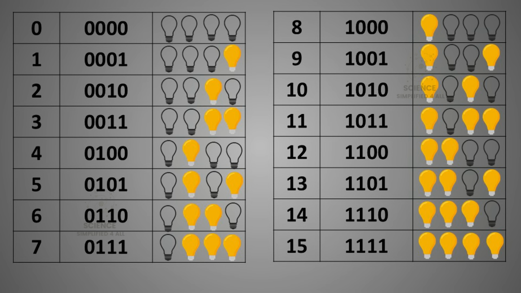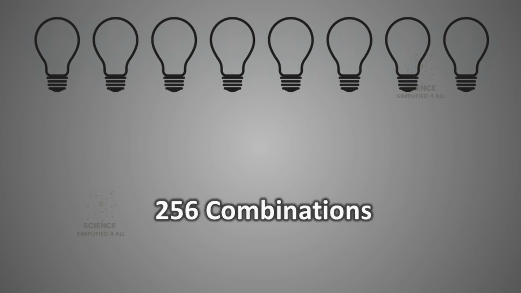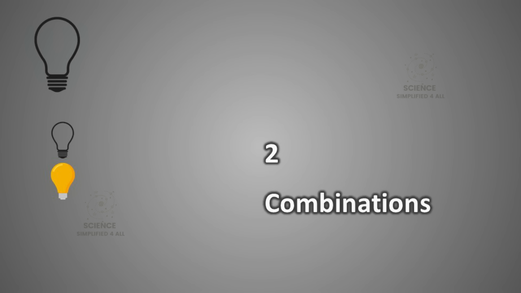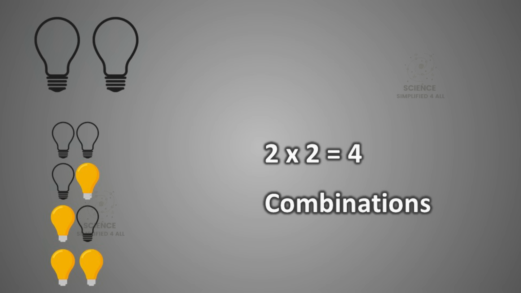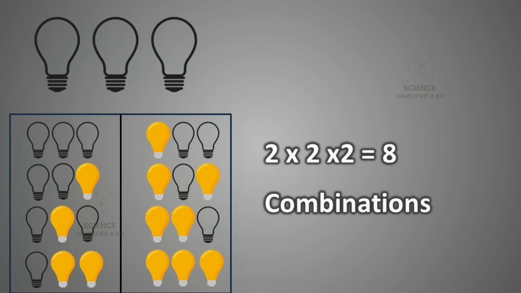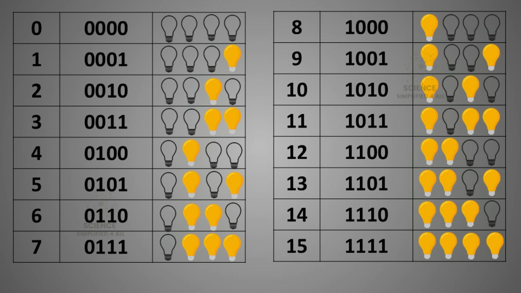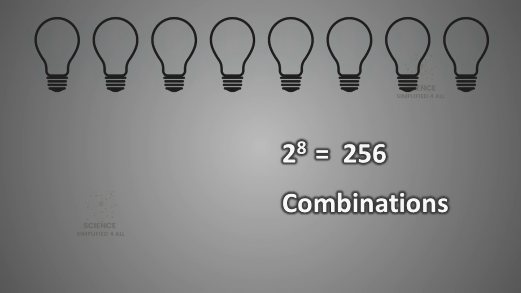Earlier, we saw that with 4 bulbs, we could form 16 different combinations. That meant we could represent numbers from 0 to 15. By the same logic, if we had 8 bulbs, then 256 different combinations would be possible. Here is why. A single bulb has 2 possible states, on or off. With 2 bulbs, the total combinations are 2 times 2 equals 4. With 3 bulbs, 2 times 2 times 2 equals 8 combinations. With 4 bulbs, 2 to the power of 4, which equals 16 combinations. That is what we saw earlier. So continuing this pattern, with 8 bulbs, we get 2 to the power of 8, equals 256 possible combinations.